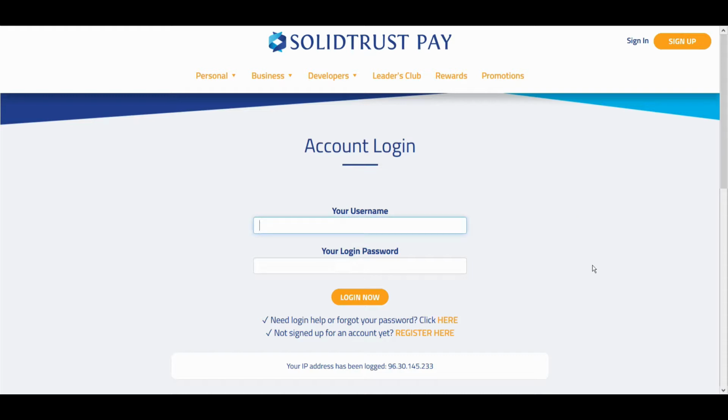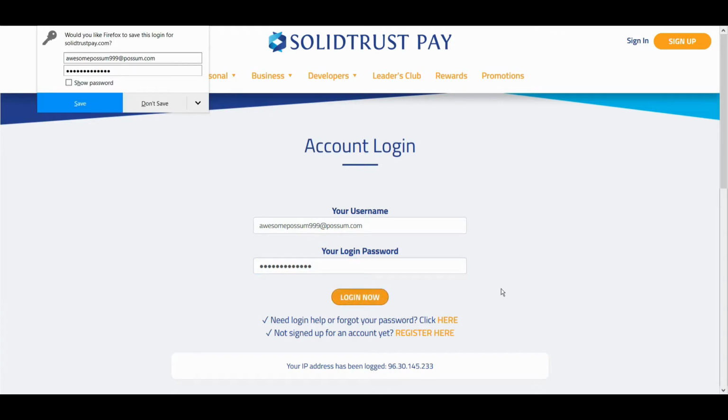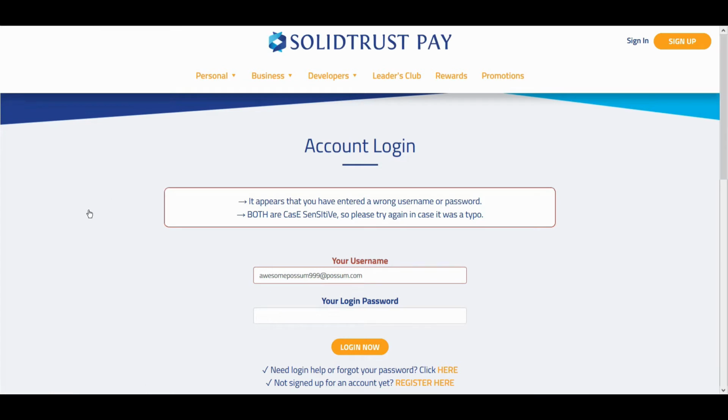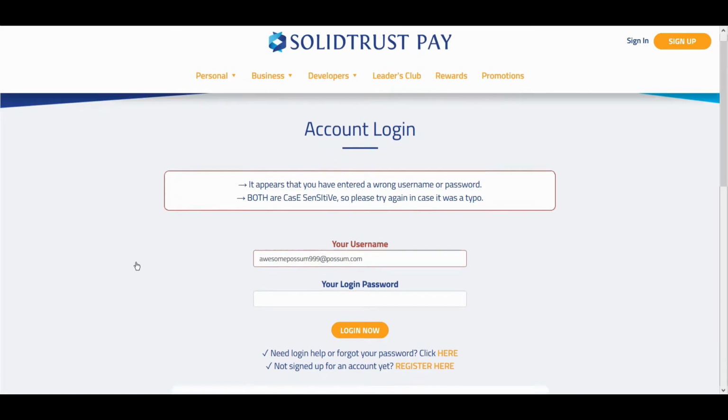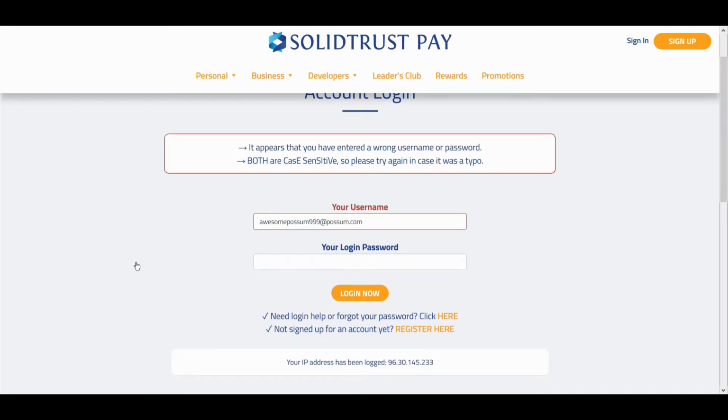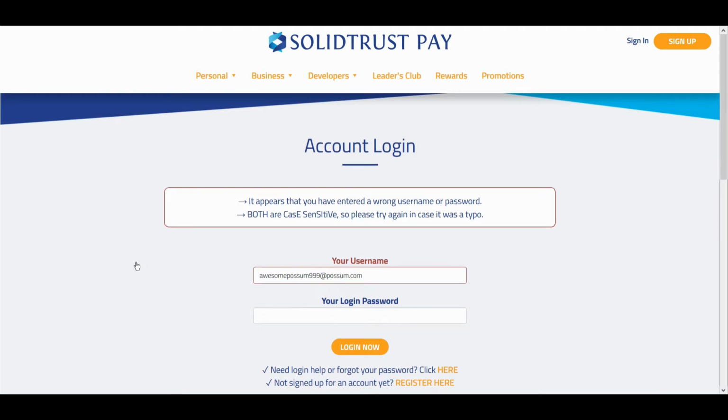First up, the most common blockage is when a member uses an email address to log in instead of their username. For example, when you log in at solidtrustpay.com in the username field, you may have put your email address. So, for example, awesomepossum999@possum.com instead of your username, which is awesomepossum999. As you can see, you'll get an error that says you've entered a wrong username or password combination and that it could have been a typing error.